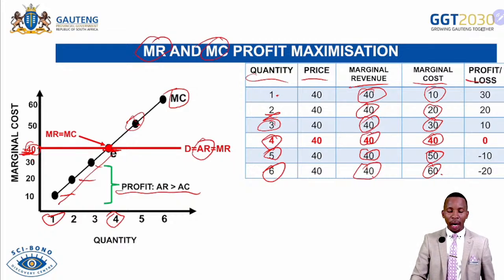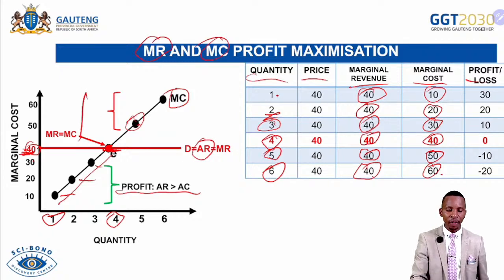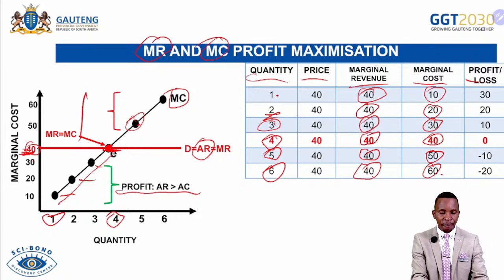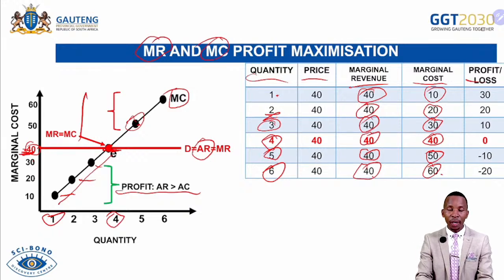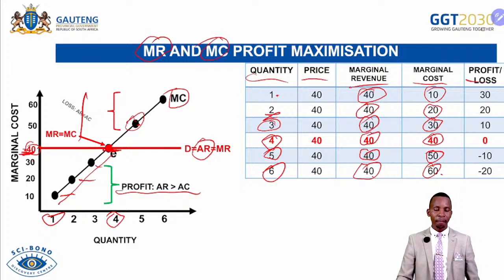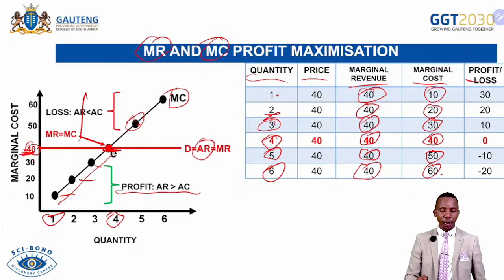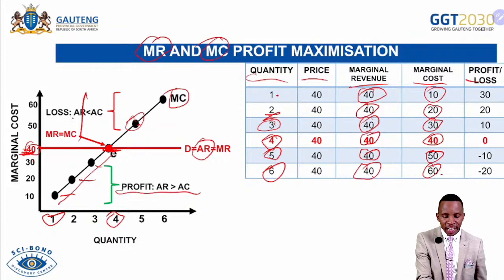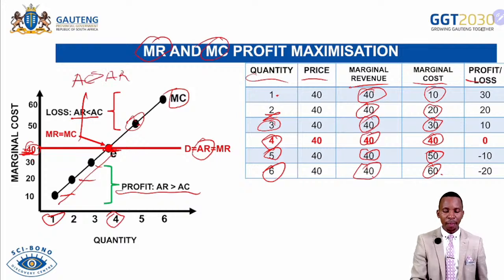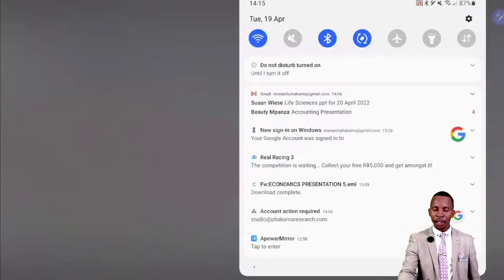And then as we go up there, what happens? Any point above equilibrium means economic loss because our costs are above our revenues. Our revenues remain fixed at 40, but our costs keep on increasing. So now they are above our revenues. Therefore, the firm is making an economic loss there. Then it comes in as a loss because AR is lower than AC, or AC is greater than AR. So AC is more than AR. So the firm here makes what we call an economic loss.